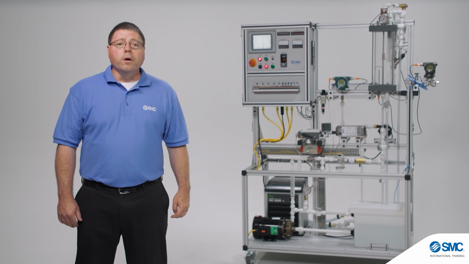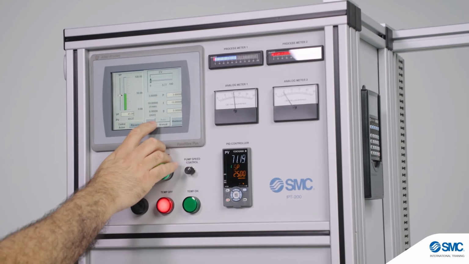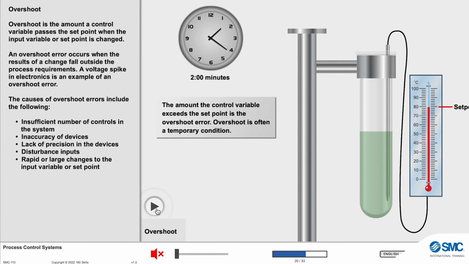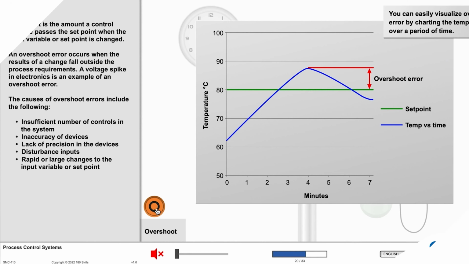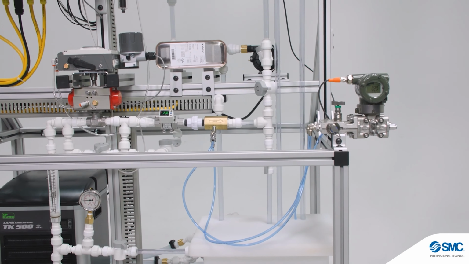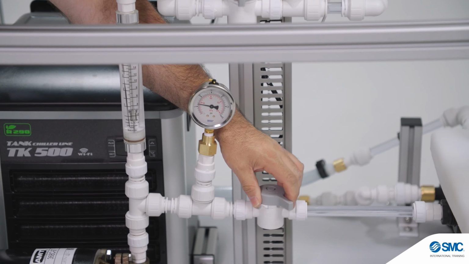The IPT-200 is a mobile solution and provides real-world training opportunities. In addition, the curriculum can be enhanced with the option of SMC's digital e-learning library. As the global leader in automation, our training equipment and hands-on activities have been developed to meet industry standards.